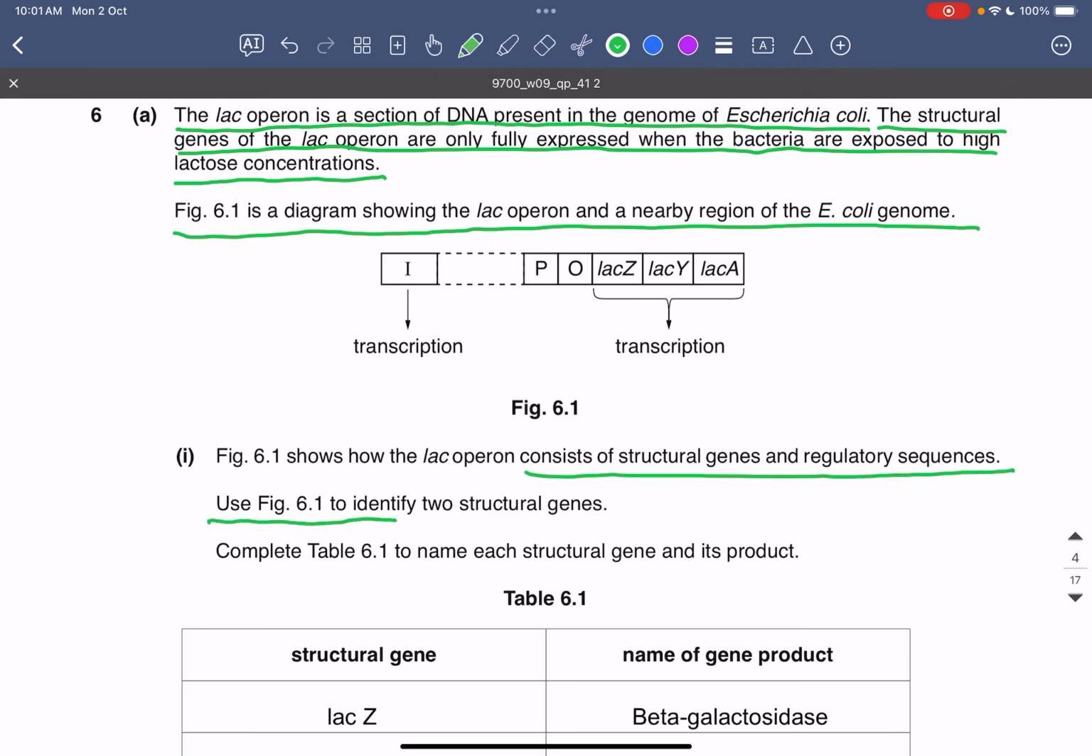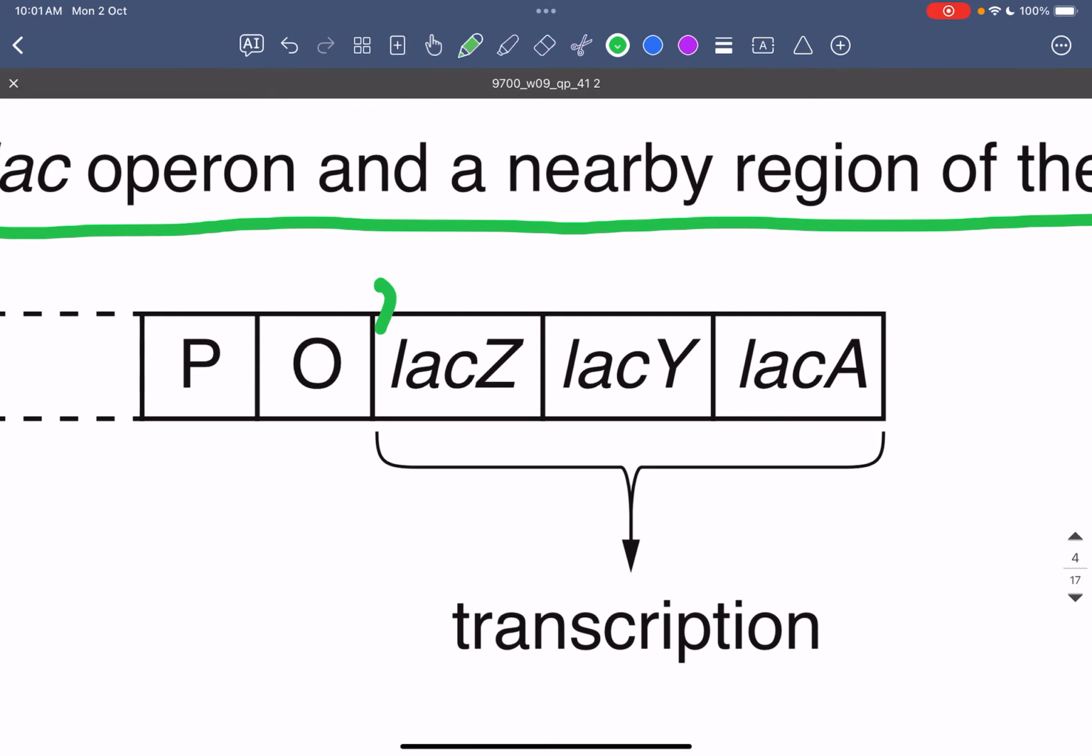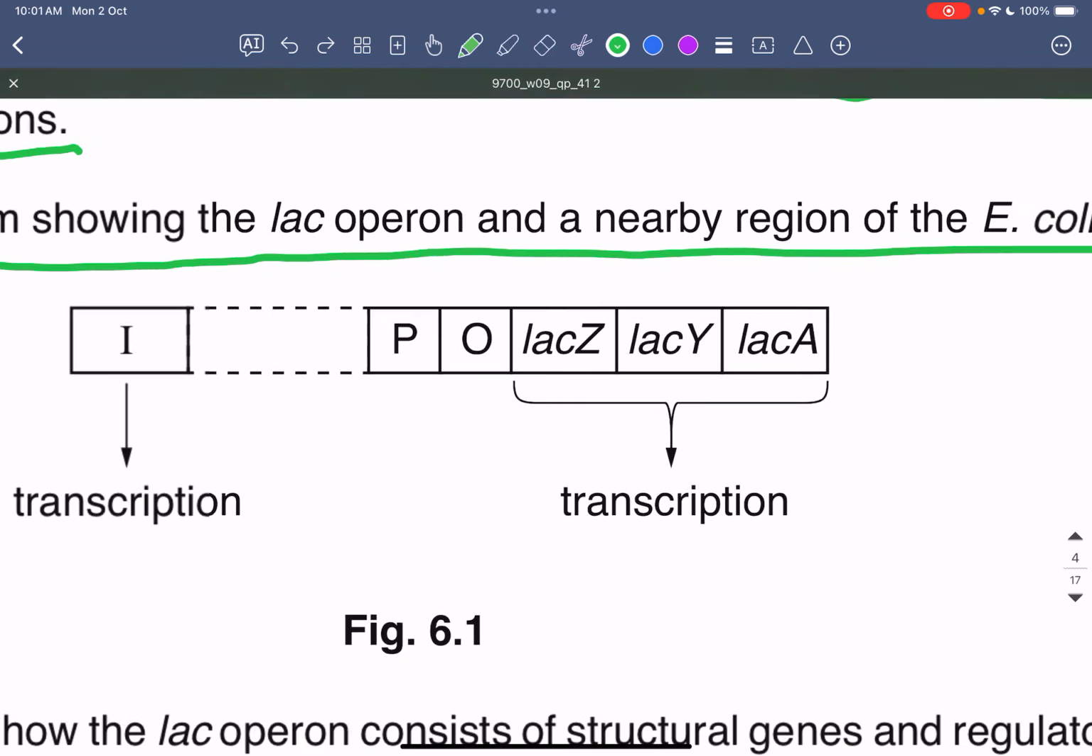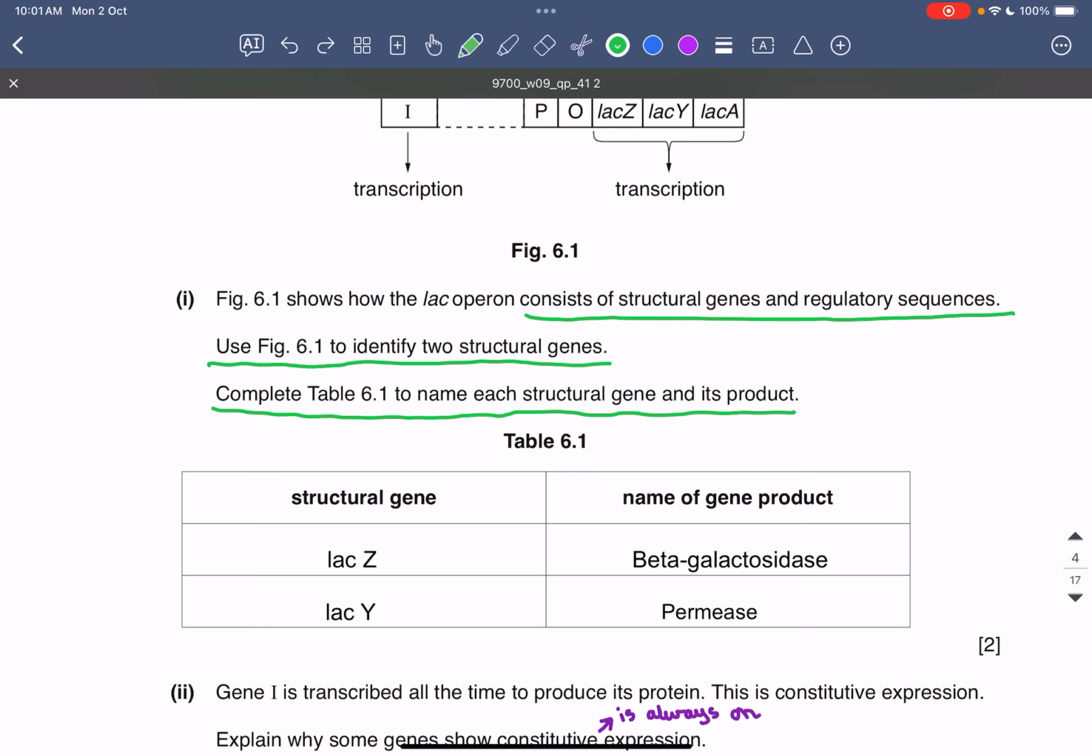Use figure 6.1 to identify two structural genes. Complete table 6.1 to name each structural gene and its product. So they're asking to identify two structural genes. So you can say that is lacZ and lacY. And lacZ and lacY produce beta-galactosidase and permease respectively.